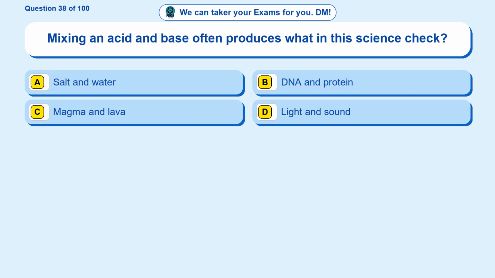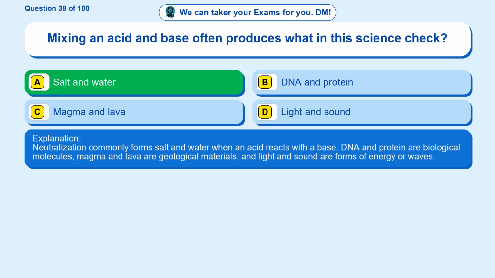Question 38. Mixing an acid and base often produces what in the science check? Option A, salt and water. Option B, DNA and protein. Option C, magma and lava. Option D, light and sound. The correct answer is option A, salt and water.